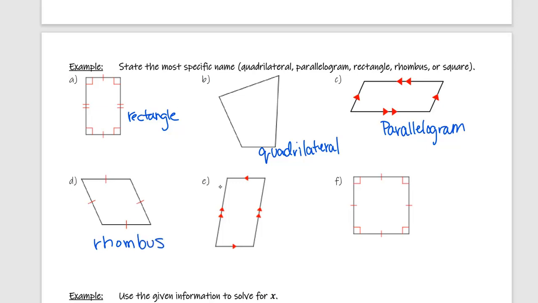Here we have opposite sides parallel, so parallelogram. No right angles. Here we have opposite sides congruent, all sides congruent, and right angles. That's everything, so that is a square.